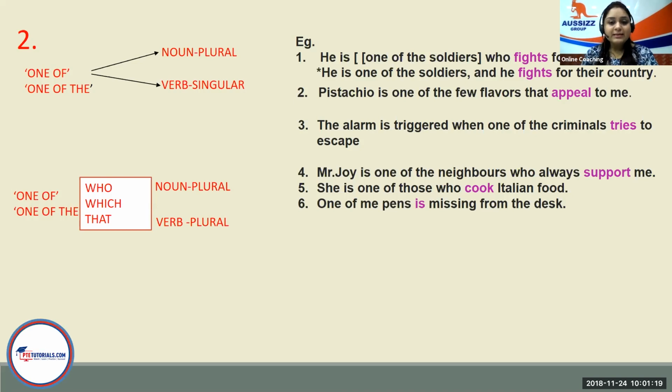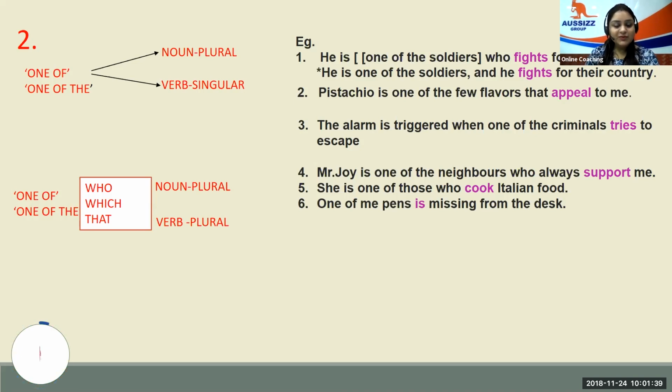Next, one of my pens. Here, one of my. Again, there's a mistake: my, not me. One of my pens. My pens, again a plural form. Okay, pens. Now, why am I adding "is" here? Because I'm not getting any relative pronoun. So, one of my pens is missing from the desk.